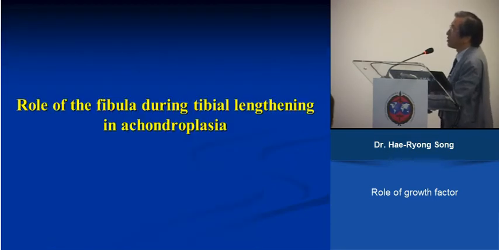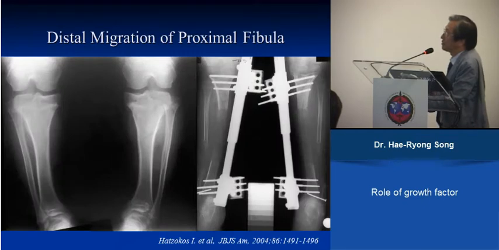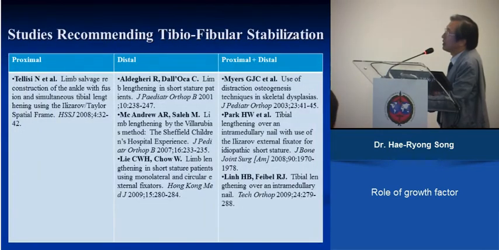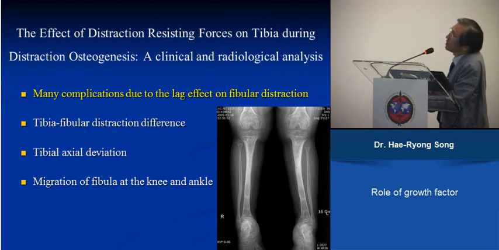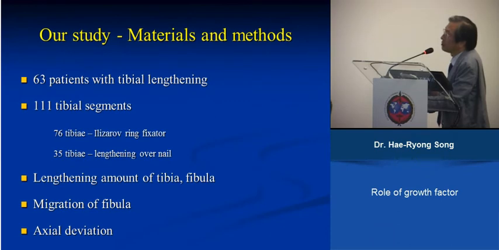I want to emphasize, a lot of people during tibial lengthening, you can see only the distal tibiofibular joint is fixed, and then distal migration of the fibula occurs. And many also recommend only proximal, distal, or proximal and distal. And then I reported, also investigated, the effect of distraction resistance force. Many complications are due to the lag effect of fibular distraction. I missed the fibular amount of distraction. And then we measured the lengthening amount of tibia and fibula and migration of the fibula or axial deviation.